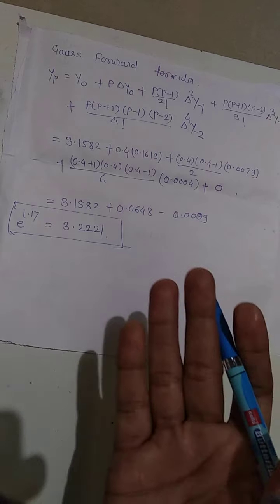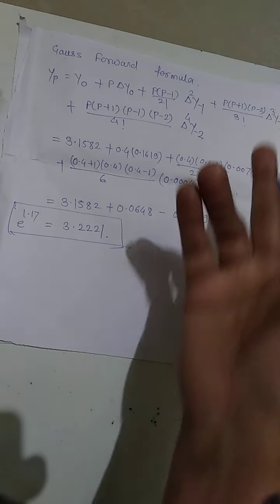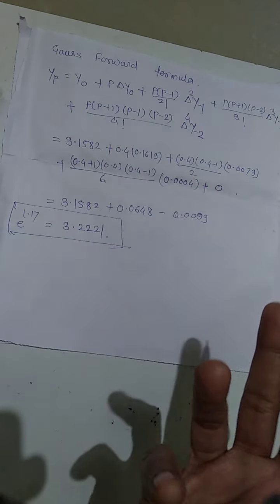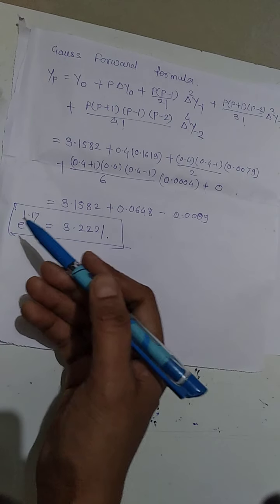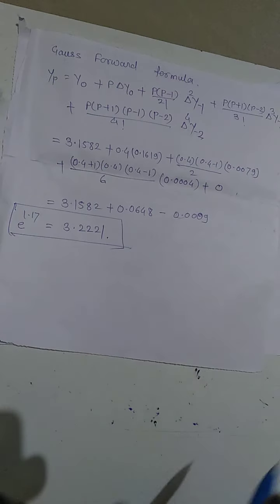If you use the Gauss backward formula, then write this value, and we also find out the value of e to the power minus 1.17 by using the backward formula.